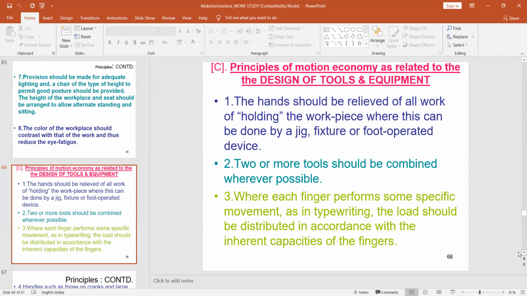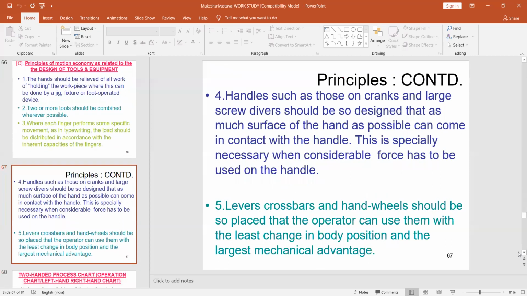Two or more tools should be combined wherever possible. Obviously, if we are using two tools for one operation, always try to design a tool or equipment such that you can use a combined tool for that particular operation, where each finger performs some specific movement, as in typewriting. In typewriting there are different letters on different fingers. The load should be distributed in accordance with the inherent capacity of the fingers, like we do in typewriting. So it can be done in any kind of workplace.